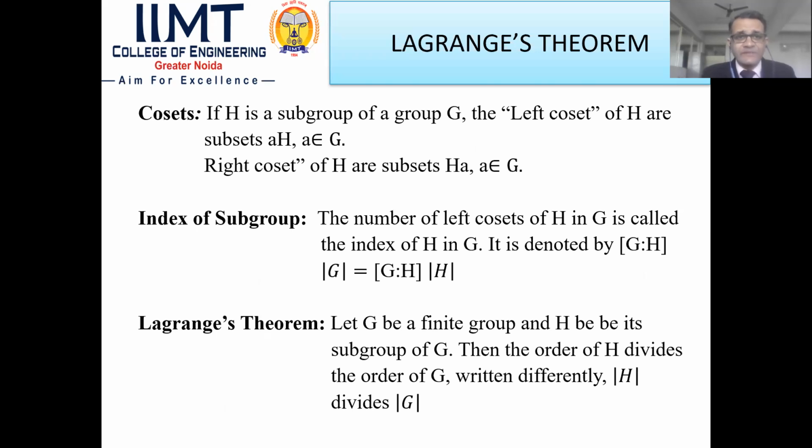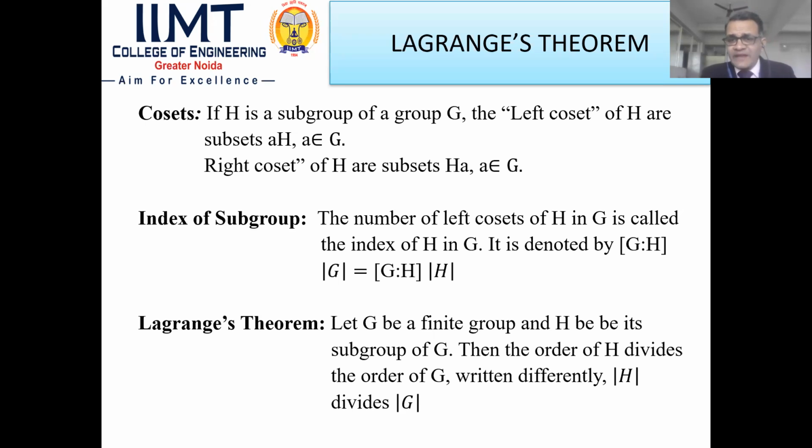Cosets. What are cosets? If H is a subgroup of a group G, the left cosets of H are subsets aH, a belongs to G, and the right cosets of H are subsets Ha, a belongs to G. Now, what is the index of a subgroup? The number of left cosets of H in G is called the index of H in G, and it is denoted by this symbol. So now we have Lagrange's theorem.